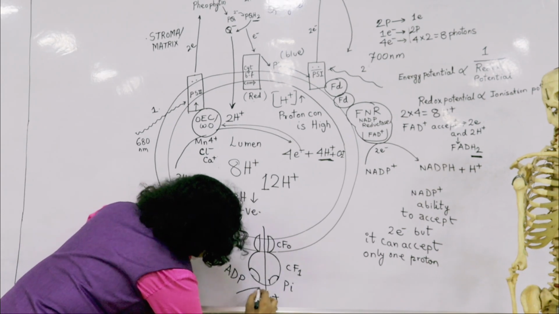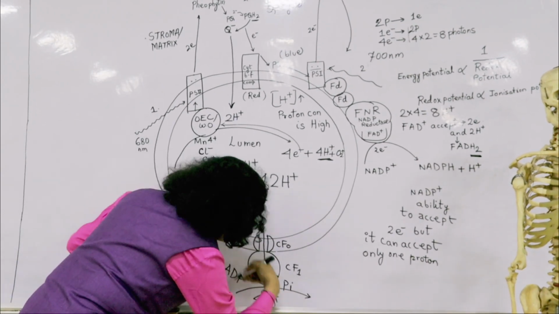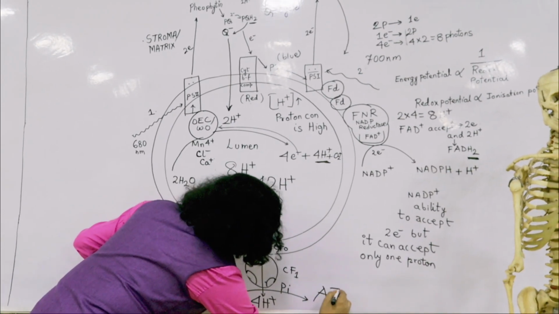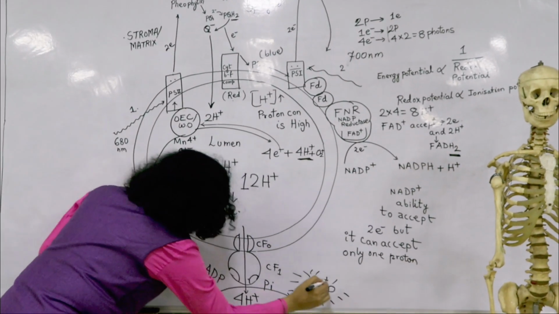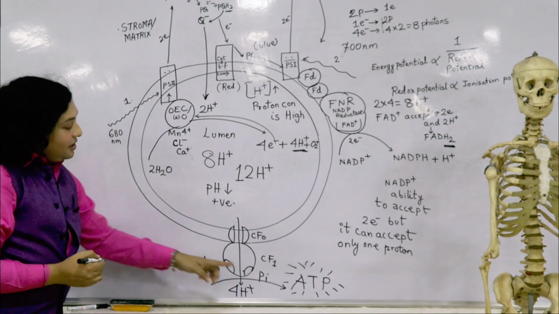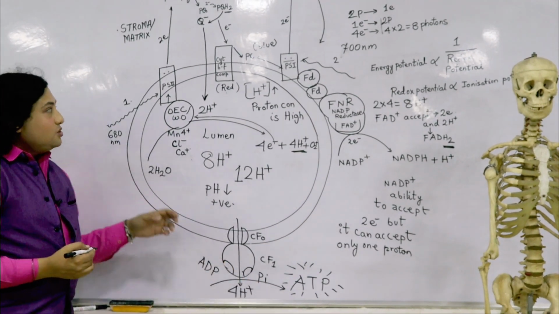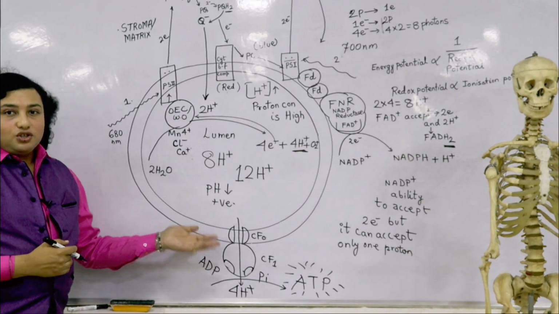So ADP and inorganic phosphate will combine together. That will result in formation of ATP. So we can see that using the light energy there is formation of ATP. So we can also call it photophosphorylation.